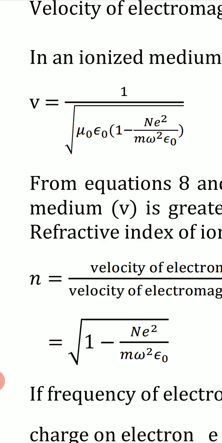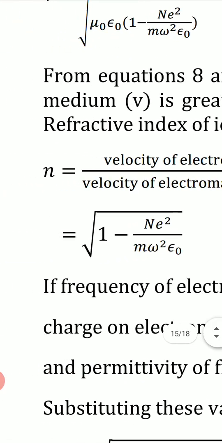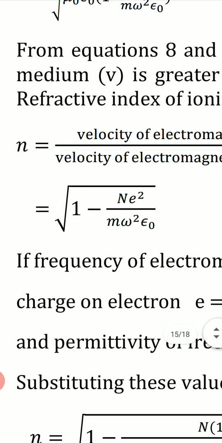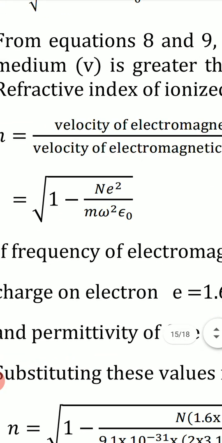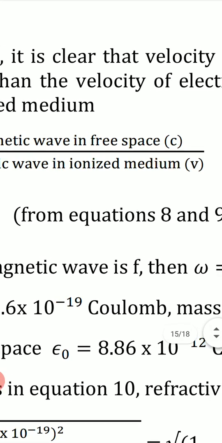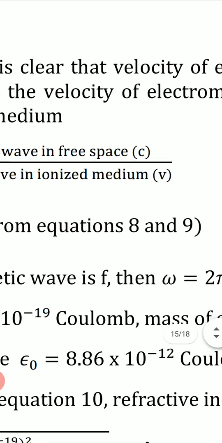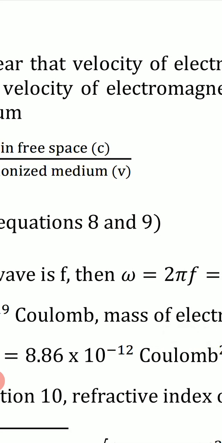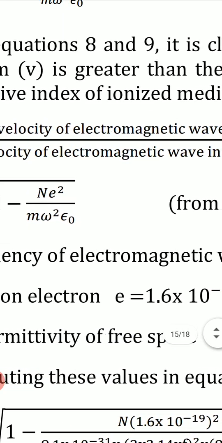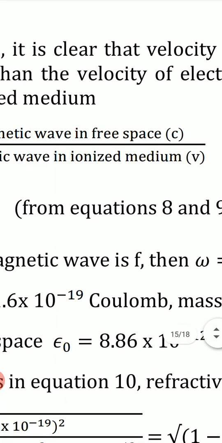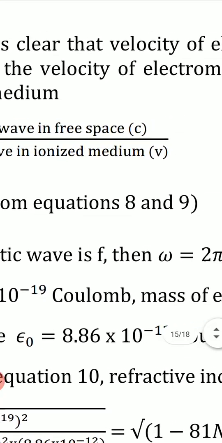Now we define the refractive index of ionized medium. This is the definition of refractive index, and it is equal to C upon V. C is velocity of electromagnetic wave in free space, and V is the velocity of electromagnetic wave in ionized medium. C is actually speed of light in free space, which is same as speed of electromagnetic wave in free space, and V is the speed of electromagnetic wave in ionized medium.